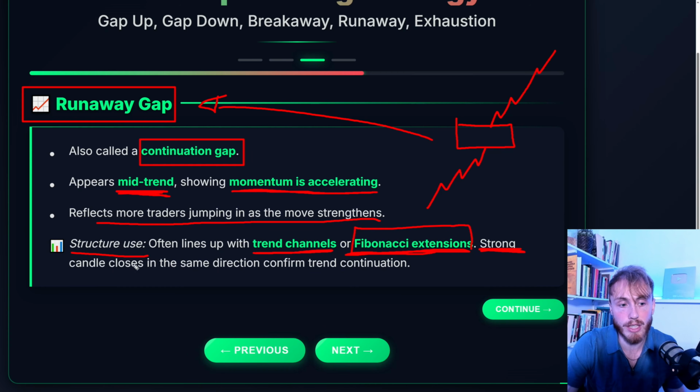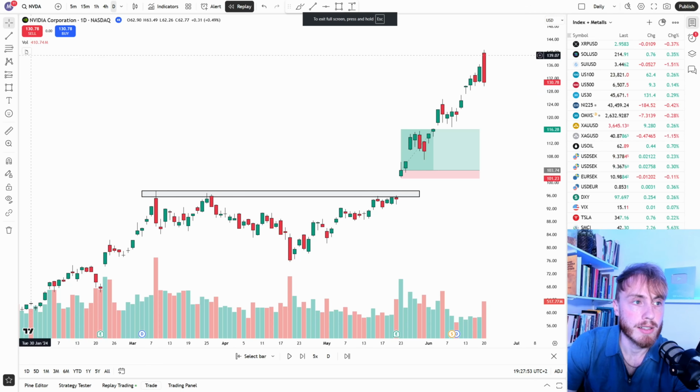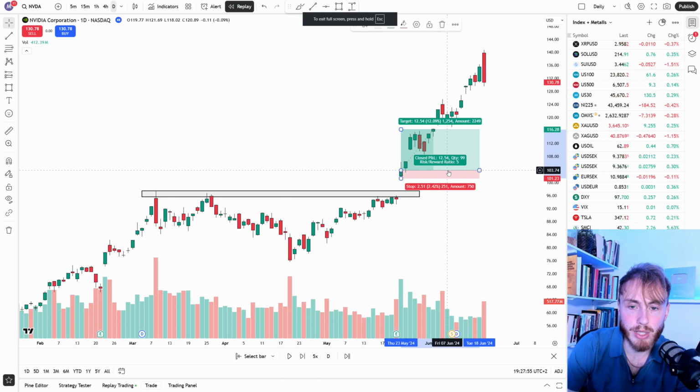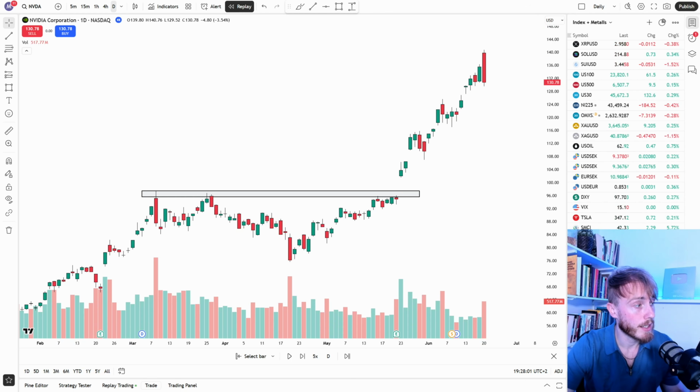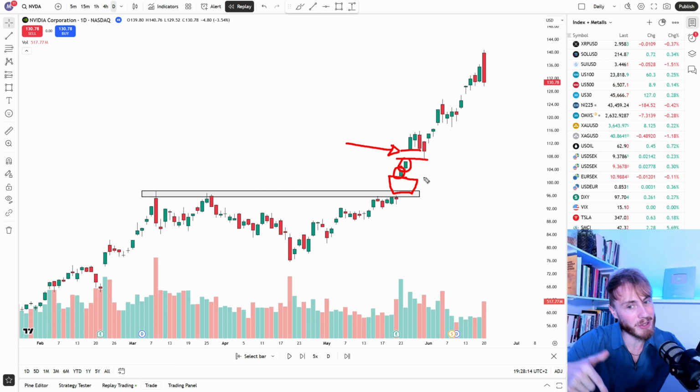And we can also, of course, look out for strong candle closes in the same direction as the trend. So let's actually jump back here into TradingView and let's see, can you see any type of runaway gap in this market? Well, if you look closely, you can see that we had this breakaway gap we talked about. Then we saw 1, 2 candles, but then we saw yet another gap. And this right here is actually, what kind of gap is it? If you want to, let me know down in the comments. Well, this right here is a runaway gap.